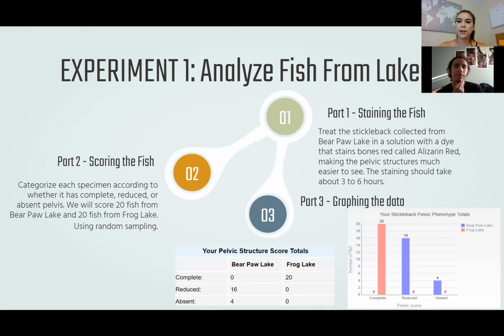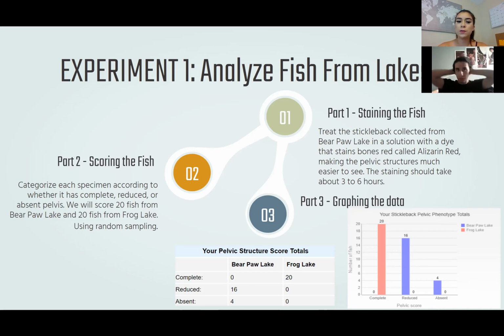For experiment 1, analyze fish from the lake, we did it in 3 different parts. Part 1 is staining the fish. So we're going to treat the stickleback fish collected from Bear Paw Lake in a solution that'll basically dye the bones red and make them much easier to identify.